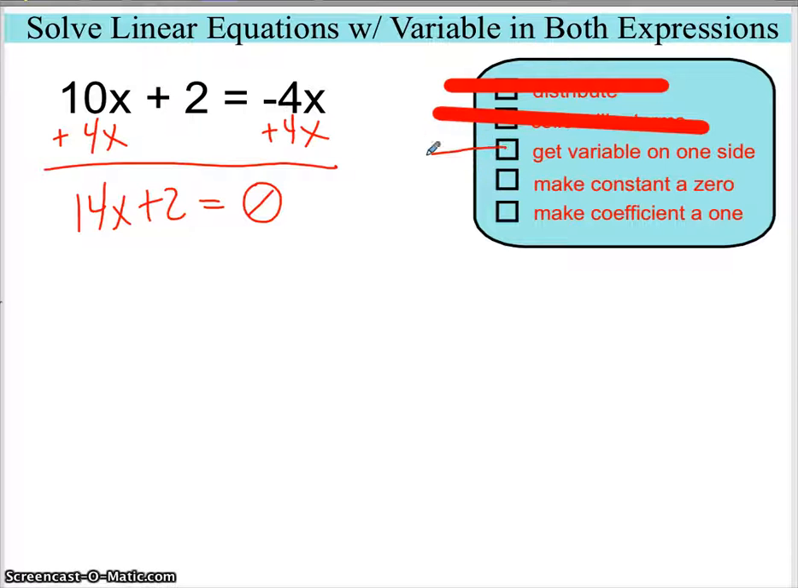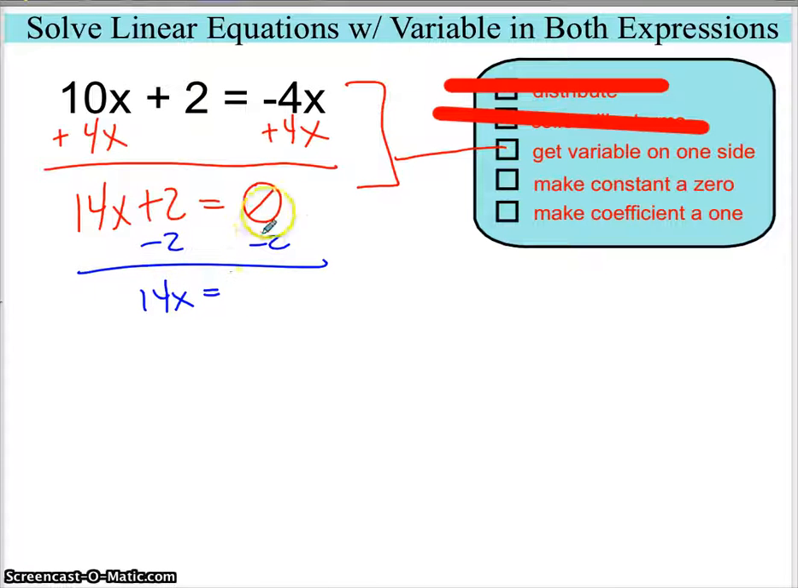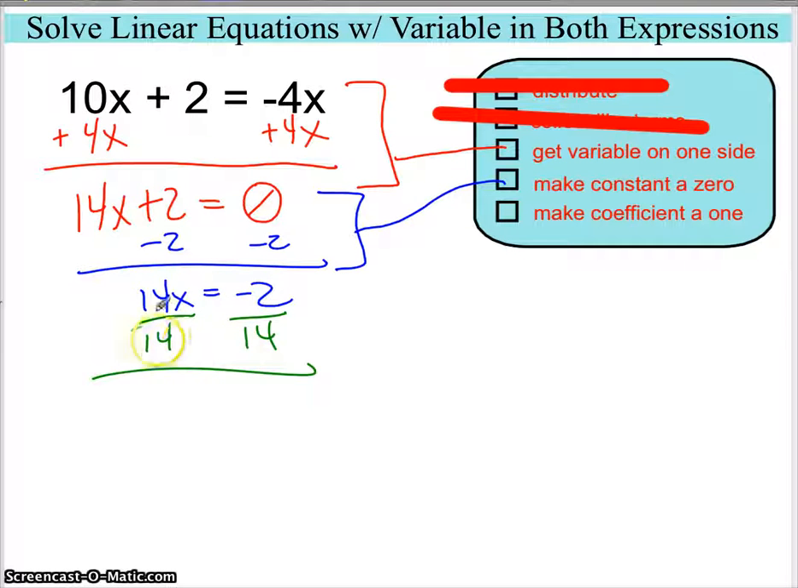So we got our variable on one side right there. Now we'll make our constant a 0 by subtracting 2. So we have 14x plus nothing is 14x, and 0 minus 2 is negative 2. So we got our constant into a 0, and then we will make our coefficient into a 1 using the division property of equality. 14 over 14 is 1, and 1 times x is x. And we're left with negative 2 divided by 14 is negative 2 14ths, or we can simplify to negative 1/7.